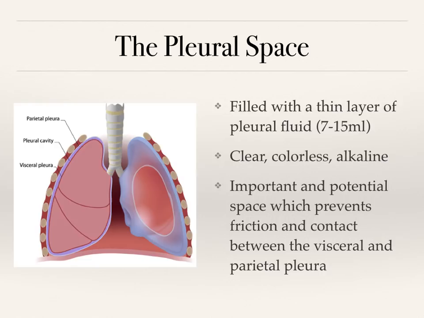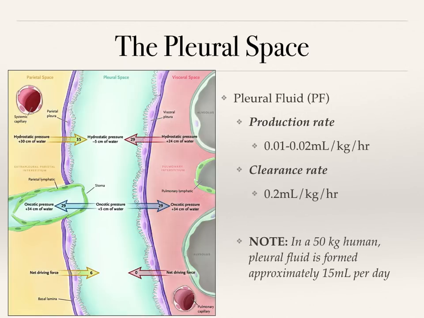The pleural space is filled by a thin layer of clear, colorless, alkaline pleural fluid, which is important in this potential space to prevent friction or contact between the two pleura. Generally, there is a net liquid absorption from the pleural space because absorption pressure is slightly greater than filtration pressure. It is believed that the fluid normally enters the pleural space originating from the capillaries in the parietal pleura.